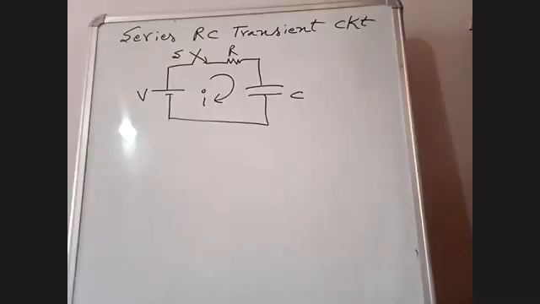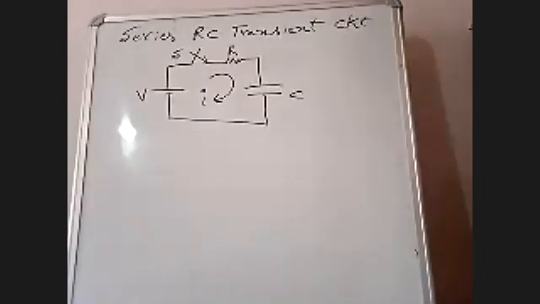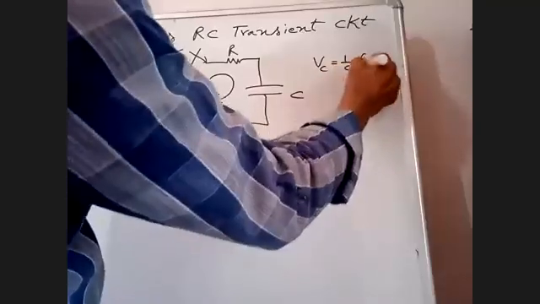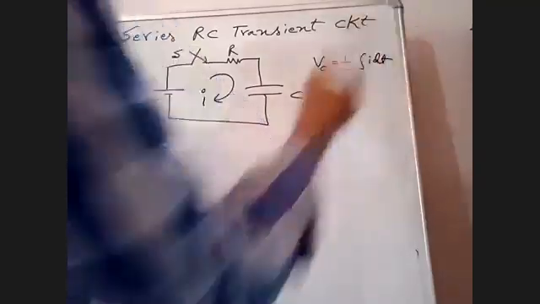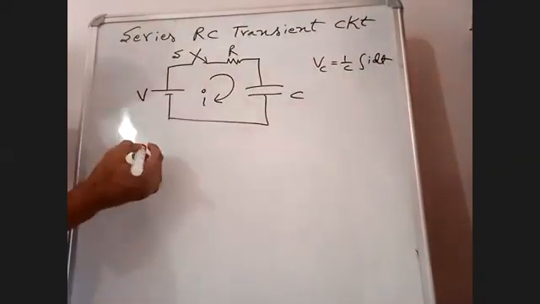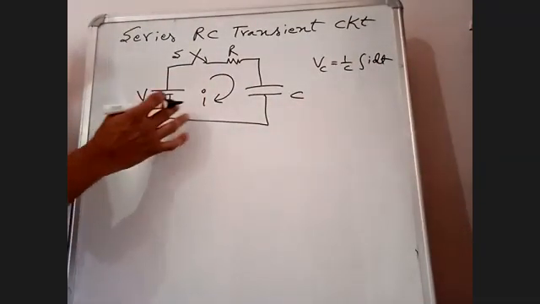What is the voltage across the capacitor? VC is equal to 1 by C integral of I dt. Now write the loop equation here.